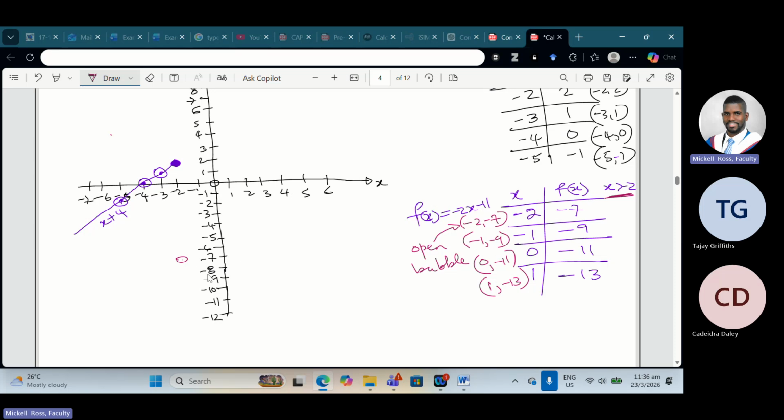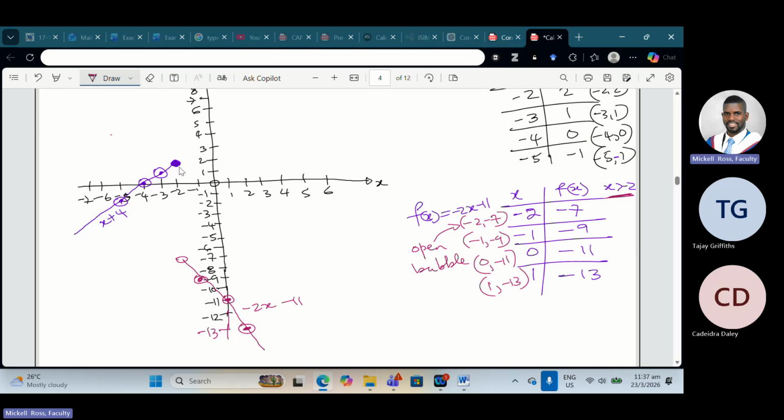-1, -9, so (-1, -9), that's a point. And 0, -11, that's a point. So -13, so (1, -13), that's a point. All right, so you'll have your graph, a straight line going down like this, and this is where -2x minus 11 is. So this part of the graph is going to be at (-2, -11).